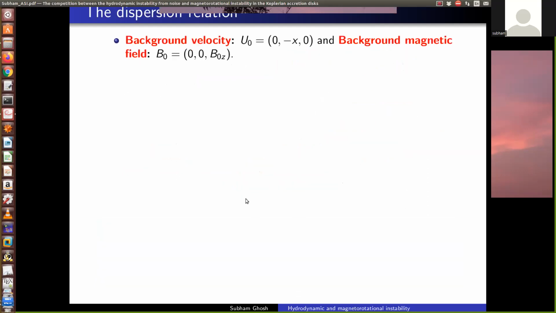To do so, we should have some background. The background velocity is here, as mentioned, linear, which is the local background velocity of a Keplerian accretion flow. And in our case, the background magnetic field is along the z direction, which is spatially and temporally constant. We chose this to mimic the standard MRI.